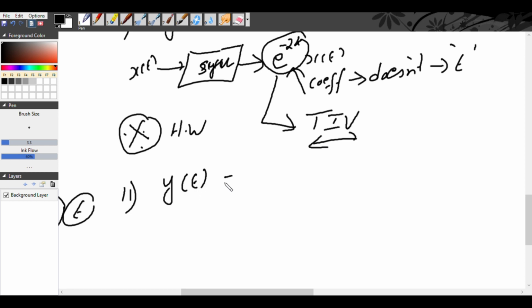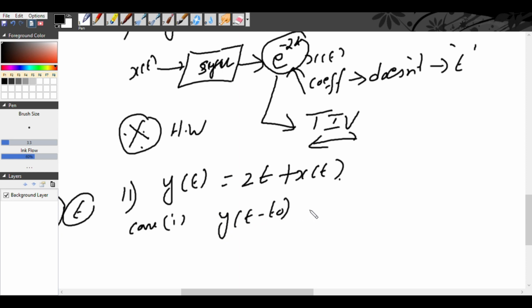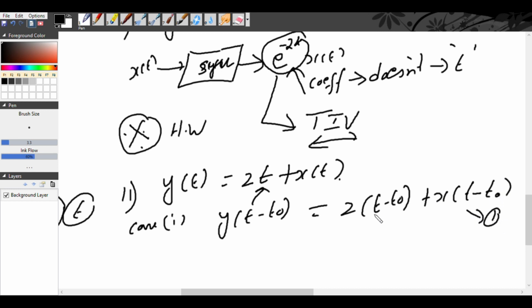y of t is equal to 2t plus x of t. Case 1: let us solve this with a time delay on the output side. Wherever t comes, I am going to replace it with t minus t naught. So it becomes 2 into t minus t naught plus x of t minus t naught. Call this equation 1.